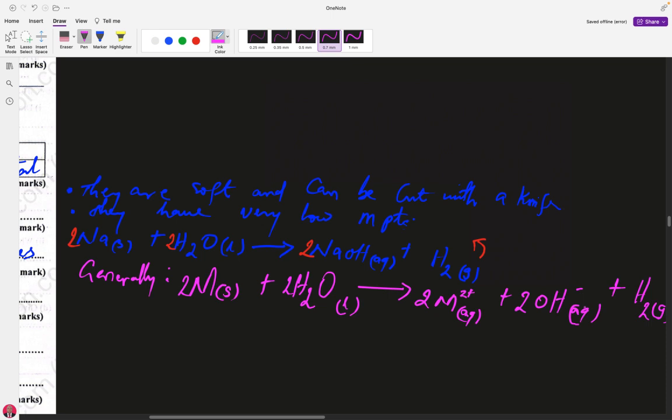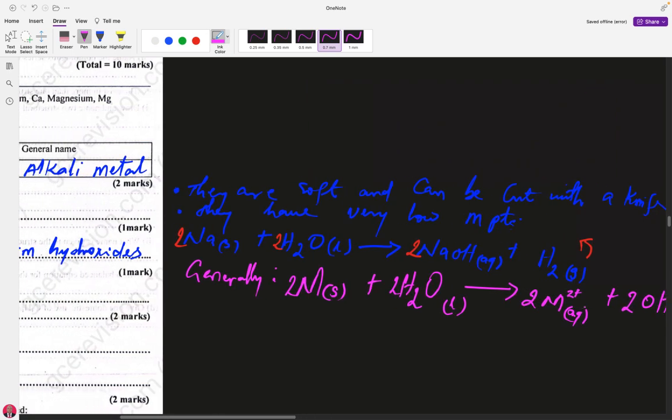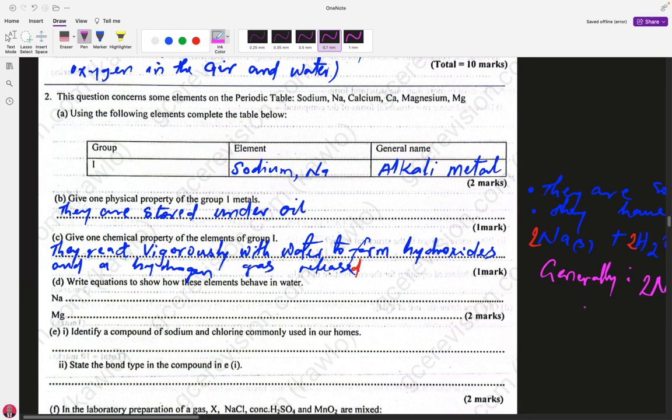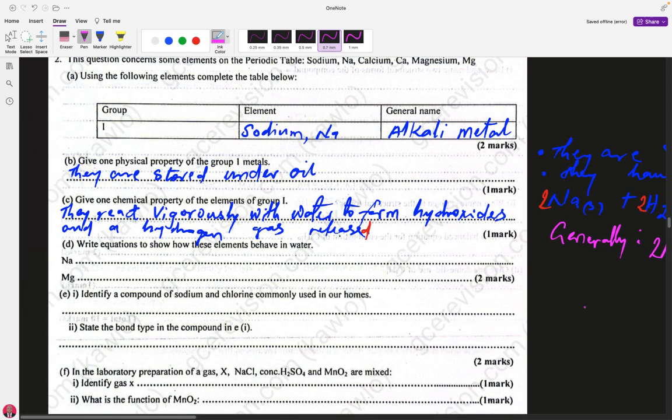If you were writing a general equation for all the alkali metals, they react vigorously with water to form an alkaline solution, with the hydrogen gas being released. Next part: write equations to show how these elements behave in water. I was already writing it, answering it without knowing that the next question has it.